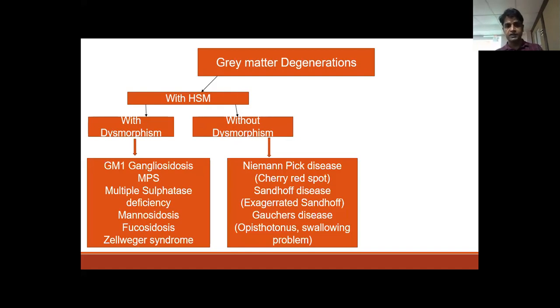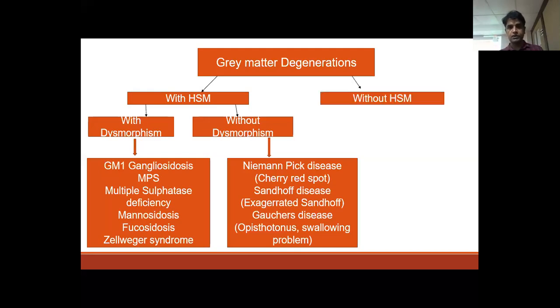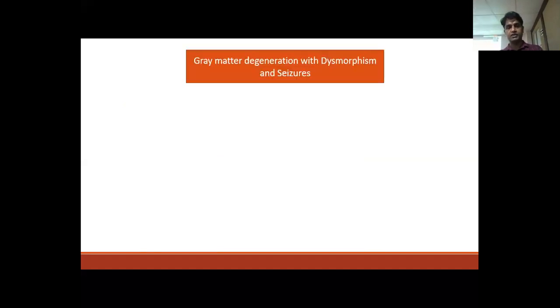Sandhoff disease: in Sandhoff, you have an exaggerated startle response. Gaucher's disease, again, where there's hepatosplenomegaly but without dysmorphism. But there you'll see severe opisthotonus, and swallowing issues are prominent there. Now, without hepatosplenomegaly, there's a gray matter involvement. There is no hepatosplenomegaly. We will come to that.